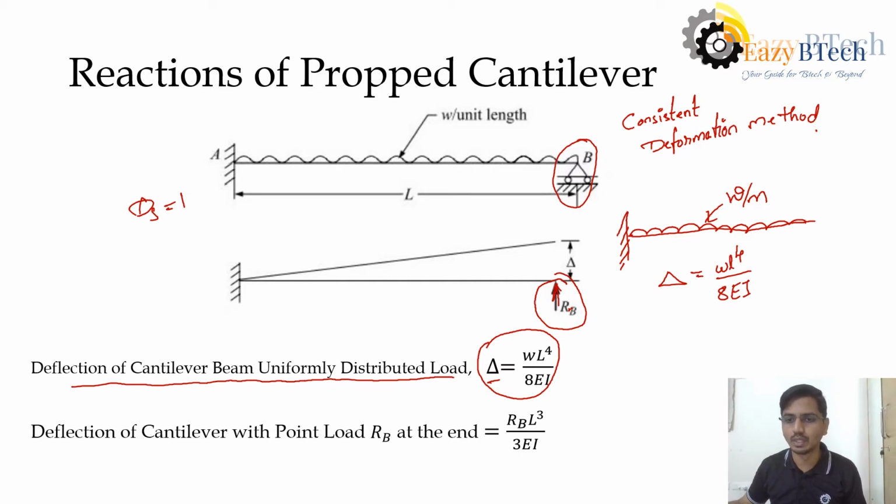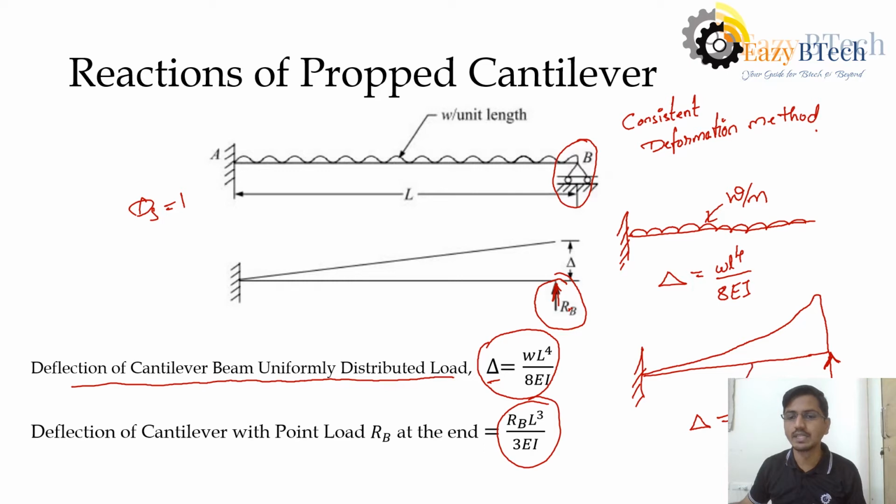Now we take this and equate it to a cantilever beam to which a load of RB is acting. So there will be deflection because of this RB. We know this is a point load. The deflection due to the point load, the formula is PL cubed by 3EI. Here instead of P, we'll write RB L cubed by 3EI. We'll equate both, and from that we can easily find out this reaction RB. That is the basic concept.